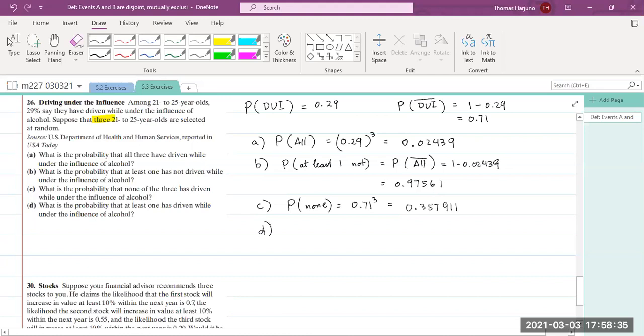Probability that at least one has a DUI. That's the same as the probability that not none. At least one has that DUI history, right? Not none. So that's 1 minus the probability that none of them has a DUI history. That's 1 minus 0.357911, which is 0.642089.